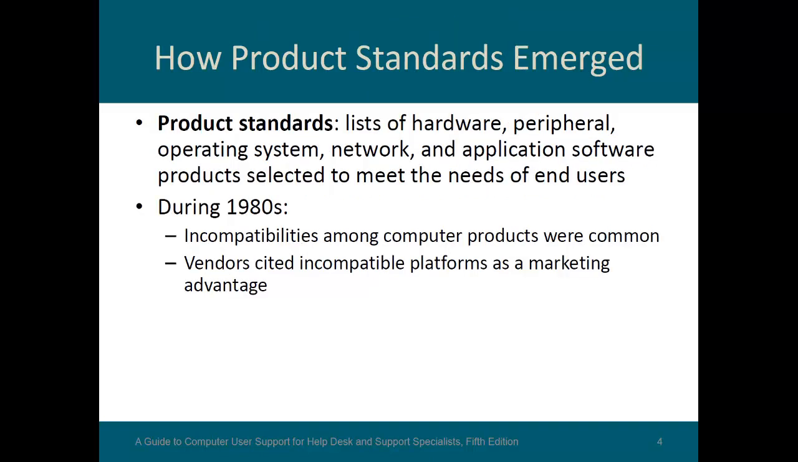How product standards emerged? Well, let's go back a little bit. Product standards are lists of hardware, peripheral, operating system, network, and application software products selected to meet the needs of end users. During the 1980s, we discovered a lot of incompatibilities among computer products, and that was very common. Vendors cited incompatible platforms as a marketing advantage.